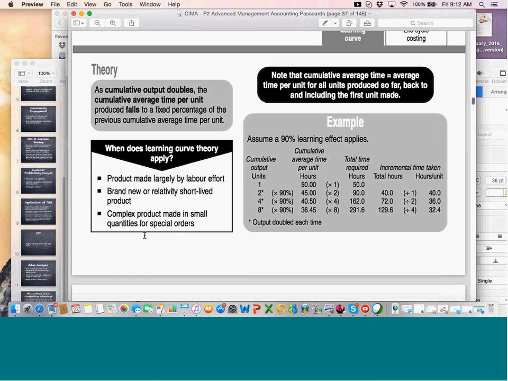What's happening is that we're saying the additional one unit, each additional output, the incremental output. In this case it is the additional output. In the next one, it's 4. If you look at the last one, the cumulative output units is 8. It'll be 8, so why 8 minus 4.